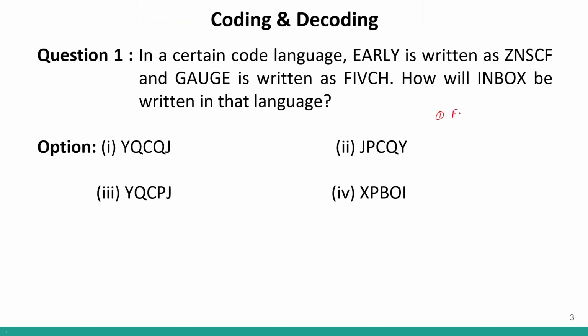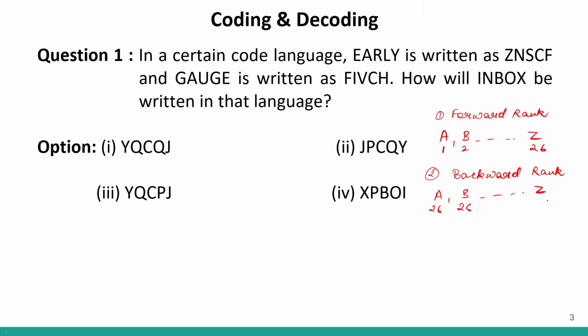The first concept is of forward ranks. What are forward ranks? Basically, numbers are assigned to each alphabet in increasing order. That means A is 1, B is 2, up till Z is 26. Correct? Then there is a concept of backward ranks. What do you mean by backward rank? Similar concept, but now they are arranged in decreasing order. That means A is 26, B is 25, up till Z is 1. This is your concept of backward rank.